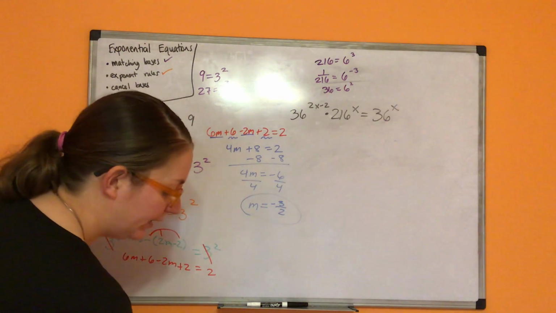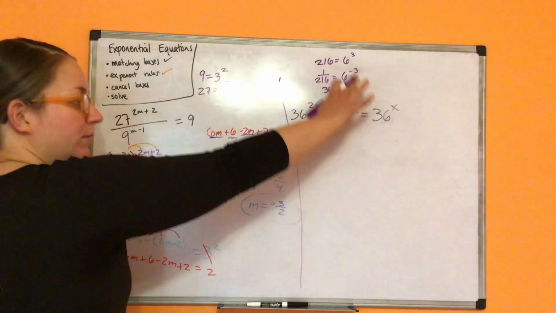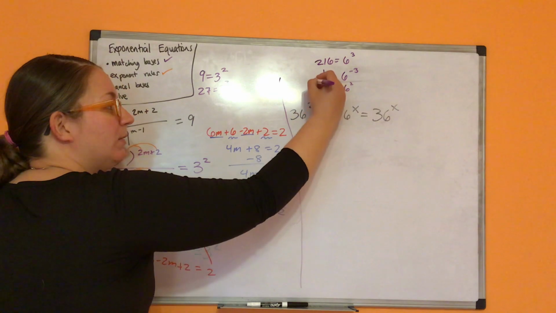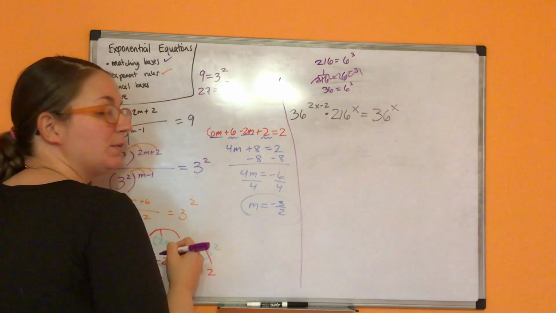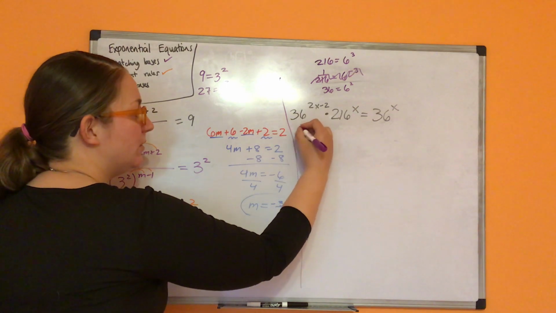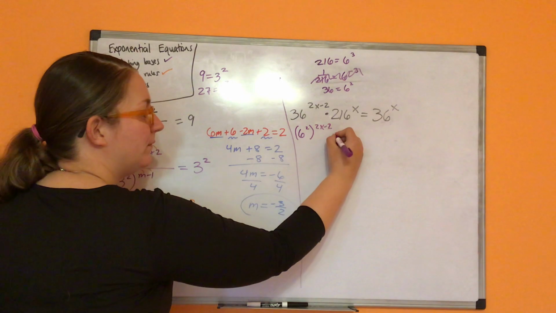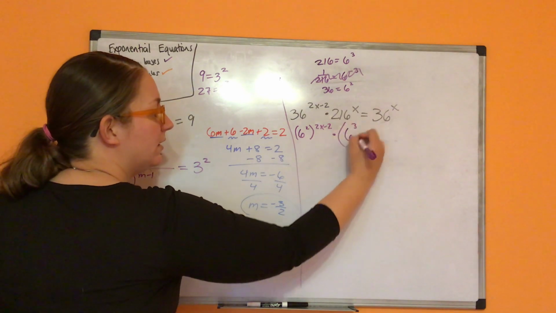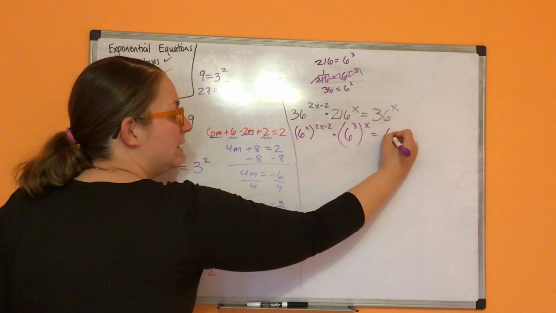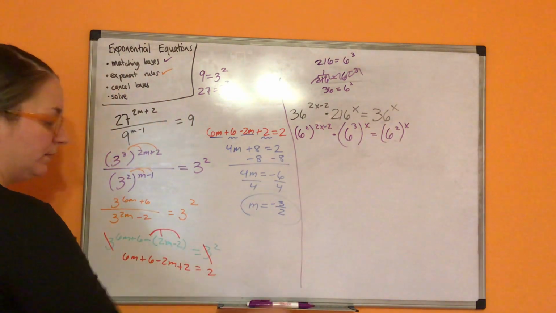All right, one last one. So we have 216 and we have 36, so it's the same stuff we did before. Since we don't have a 1 over 216, we don't need this one, so I'm going to scratch it out. I'm going to turn that 36 into a 6 squared. Keep the 2x minus 2 the same. 216 is 6 to the third. Keep that x on the outside the same. 36 is 6 squared. Keep that x on the outside the same.